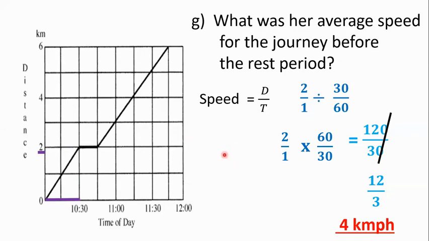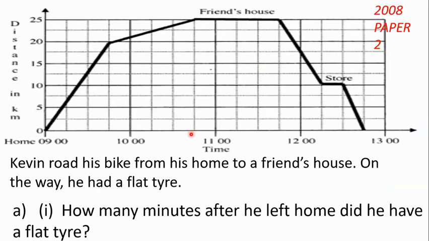Good. Let's go on to another question where Kevin rode his bike from his home to a friend's house. On the way, he had a flat tire. This is 2008 paper 2. How many minutes after he left home did he have a flat tire? Can anybody tell me?